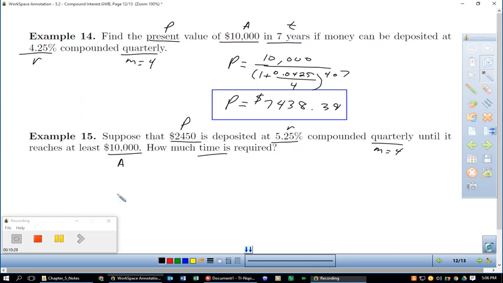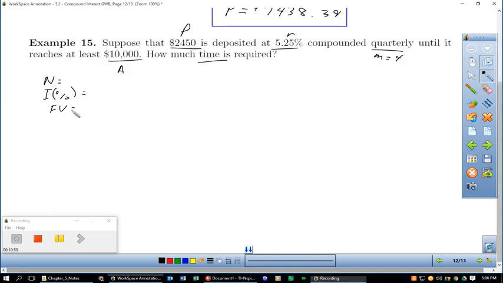All right, now I think I want to actually use our TVM. I'm pretty sure we can do that. Yeah, we can certainly do that. Our TVM, so we're going to do N equals number of payments, I as a percent, equals, future value.